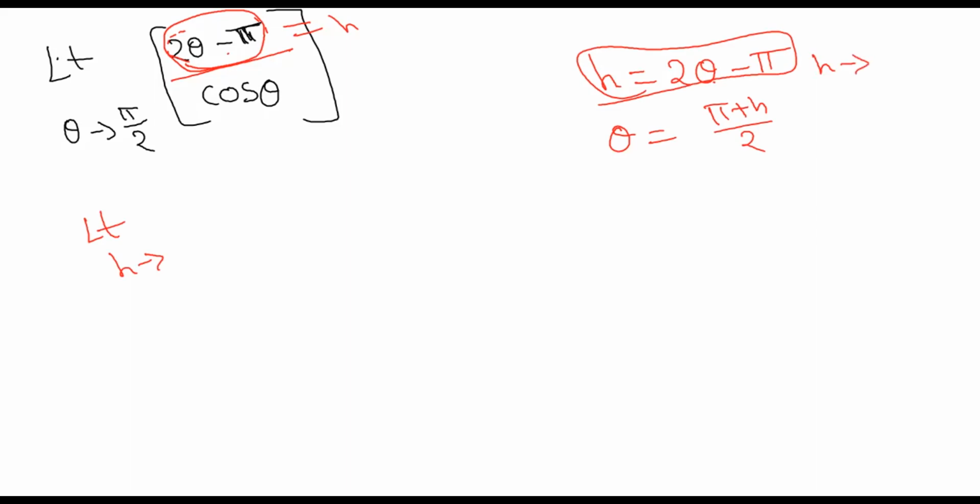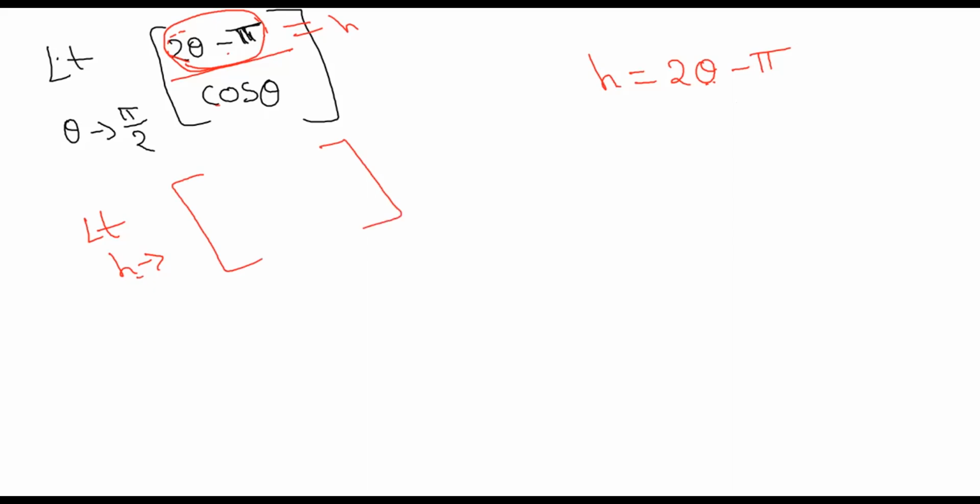H tends to 0. No, see this one. h equals 2 theta minus pi, right? As I told before, when you are substituting the limit, all the function should be in one variable, correct? If here it is theta, you are converting theta to h. So we know h equals 2 theta minus pi.